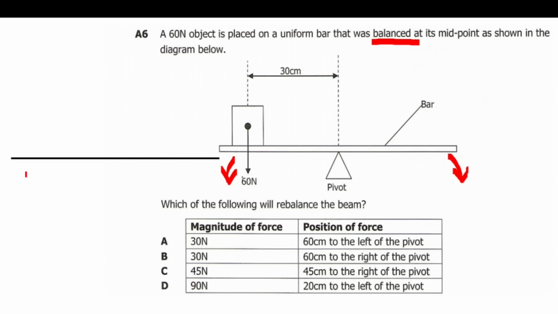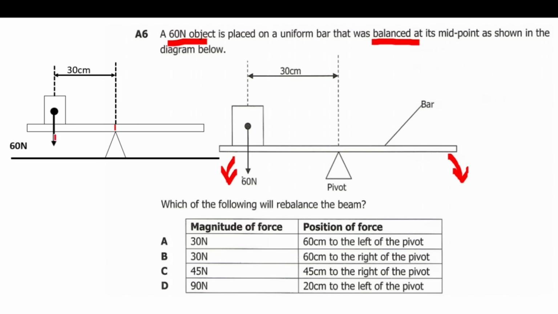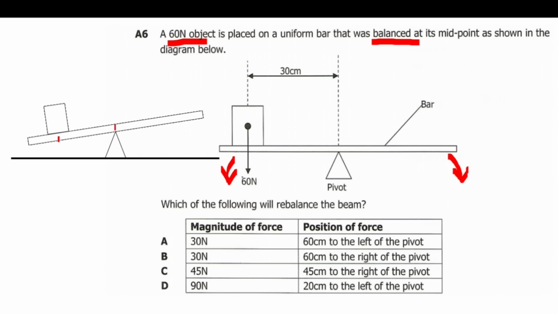For example, let's take this as the ground, and this one as the pivot. Then let's take this one as the uniform bar that was balanced at its midpoint. Before putting the 60 Newton object, the bar was balanced. Then after putting the 60 Newton object, what will happen? It is going to undergo an anticlockwise moment like this. That's how it is going to move.